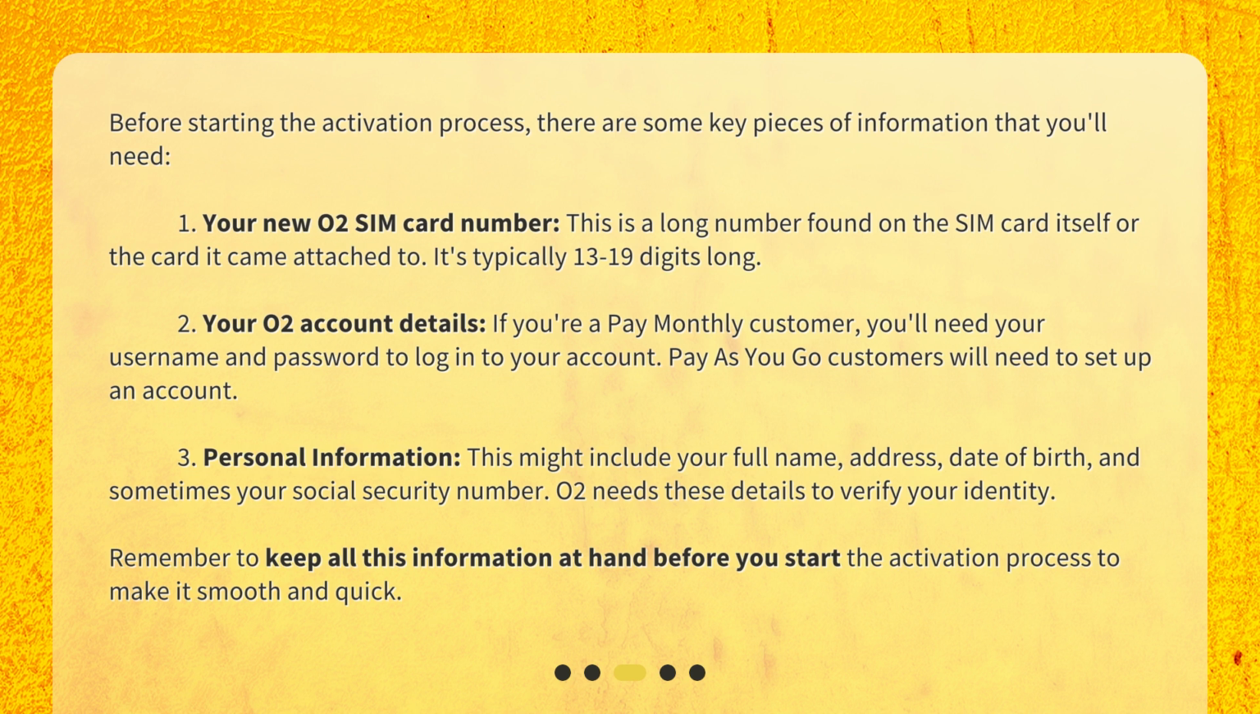2. Your O2 account details. If you're a pay monthly customer, you'll need your username and password to log into your account. Pay-as-you-go customers will need to set up an account. 3. Personal information. This might include your full name, address, date of birth, and sometimes your social security number. O2 needs these details to verify your identity. Remember to keep all this information at hand before you start the activation process to make it smooth and quick.